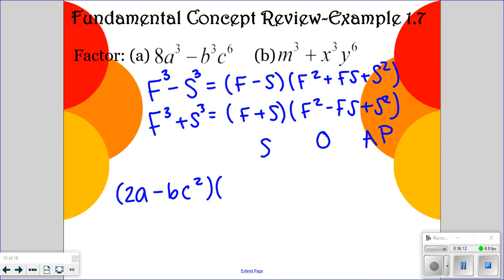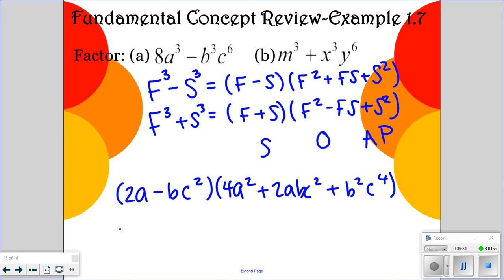F squared, you're going to square that 2a to make it 4a squared. And then you multiply these two together, so 2abc squared. And then plus, you square bc squared, so b squared c to the 4th. So that's your answer for part A.